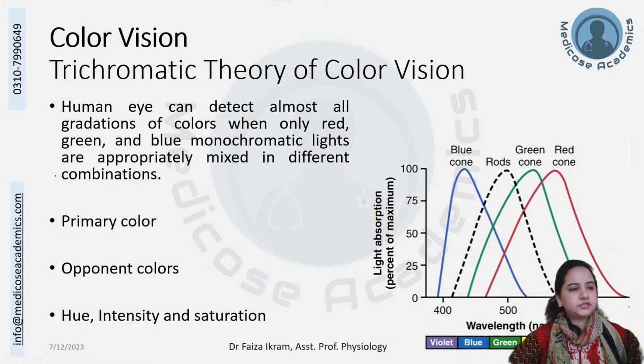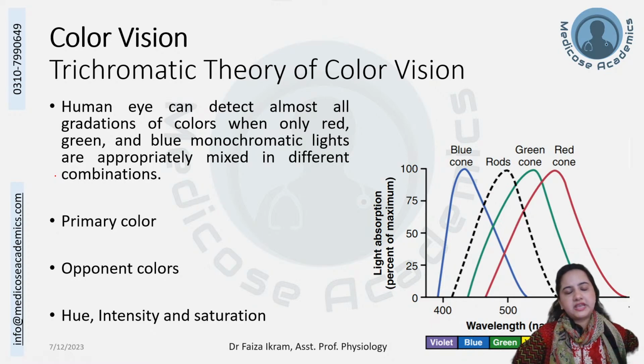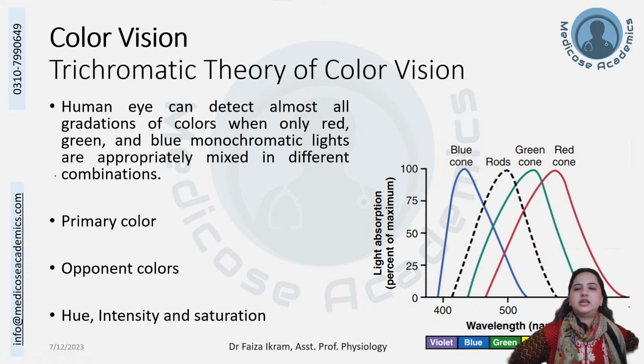Moving on to the next topic, the color vision. We saw the duplicity theory, photopic and scotopic vision, among which we have seen the transduction across the rods. Now we are moving towards the color vision. There is a trichromatic theory.